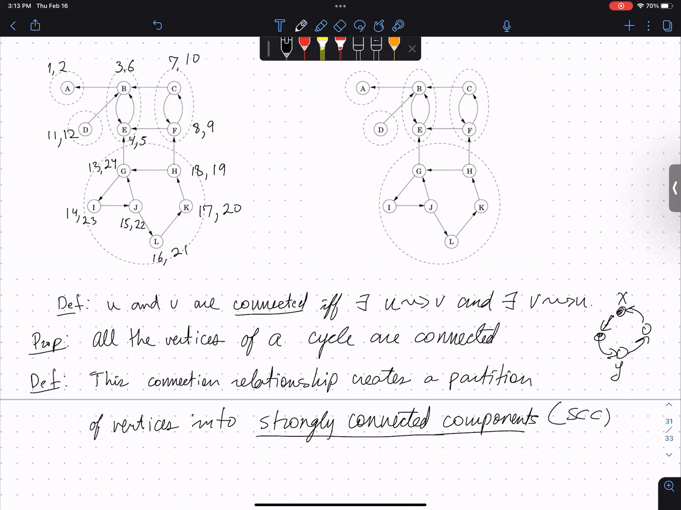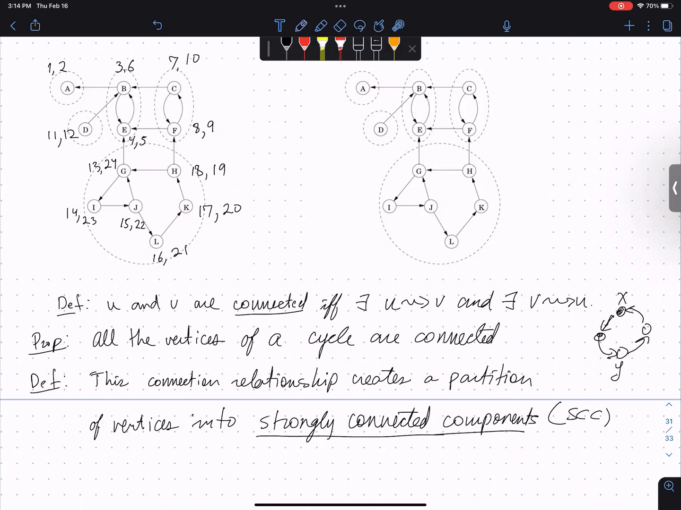So in a strongly connected component, all the vertices are connected, but the component is maximal in the sense that we can't add to it, we can't make it any larger. We can't add any other vertices to it while keeping connectivity.